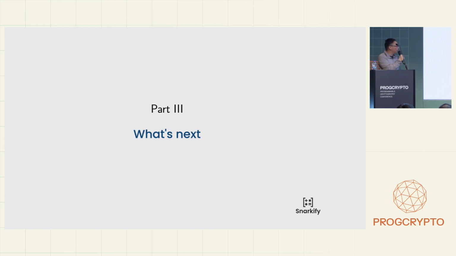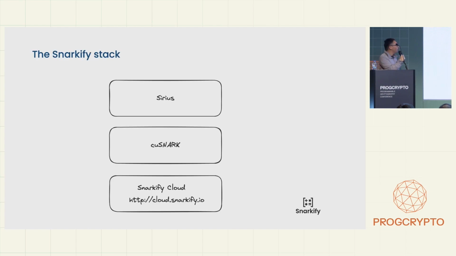The last part is what's next. Here, let me introduce the tech stack for Snackify. We are a ZKP acceleration platform. Our tech stack consists of three layers. The bottom layer is the Snackify cloud. Basically, it's a serverless cloud. You can easily scale up your GPU or prover server and scale it down automatically when you don't use it. It's serverless, and it's already launched. Please check it out at cloud.snackify.io.